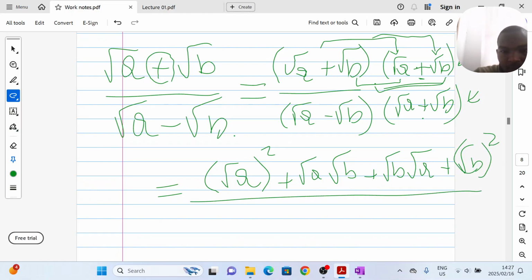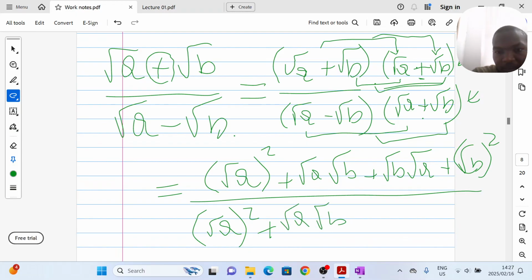The same thing with the denominator. This and that is going to be square root of a, and then you square it, and then this and that is going to be plus square root of a times square root of b, and then minus square root of b and a, so it's going to be the square root of b times the square root of a, and then this one and that one is still a minus square root of b squared.